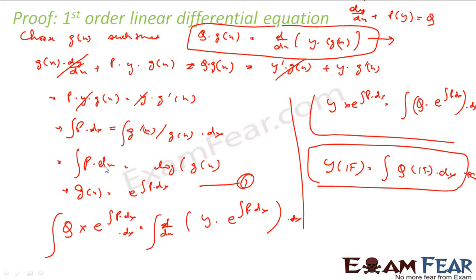Little tricky, but try to understand this. I have this equation. Then I chose g(x) in such a way that q into g(x), which was coming like here, was d by dx of y into g(x). The reason why I chose this: if this equation is true and I have some value of g(x) derived from this, then I can find y very easily. y into g(x) is equal to integration of q e to the power integration of p dx, the whole thing integrated.